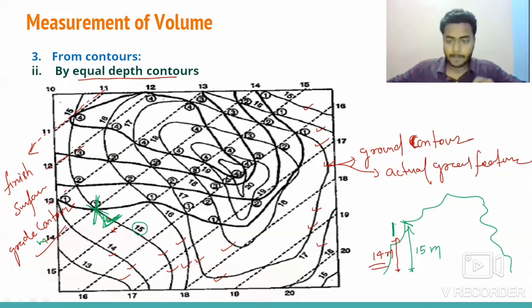Okay. So what we have to do? At this point, the actual ground is 15 meters from the benchmark. We want it should be 14 meters. So 1 meter we need to do cutting. So this 1 meter portion we have to do excavation for cutting. Okay. So at this point it is required cutting. So that is shown in a circle by 1. 1 meter cutting required at this point.